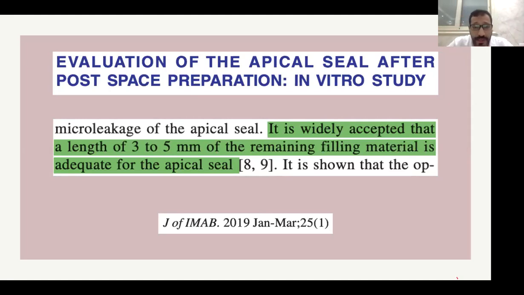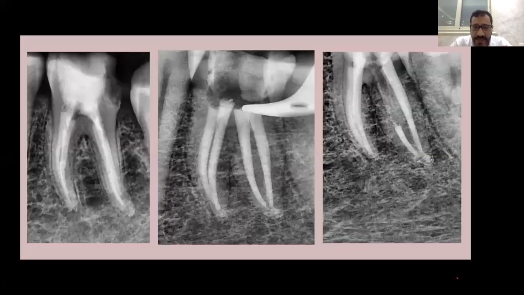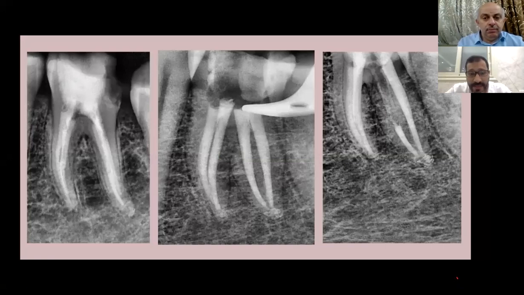But actually, the literature found that when you have less than 6 millimeters of the filling material, there is a possibility of leakage. So the best is to leave at least 6 millimeters of the filling material at the apical seal. And then you can perform post-space preparation and you can perform post and core in the same visit immediately after obturation, no problem. As we see in this case, we did root canal treatment and we left about 6 millimeters or more of the apical seal to obtain apical seal of the root canal and not disturb the sealing after post-space preparation and post placement inside the root canals.